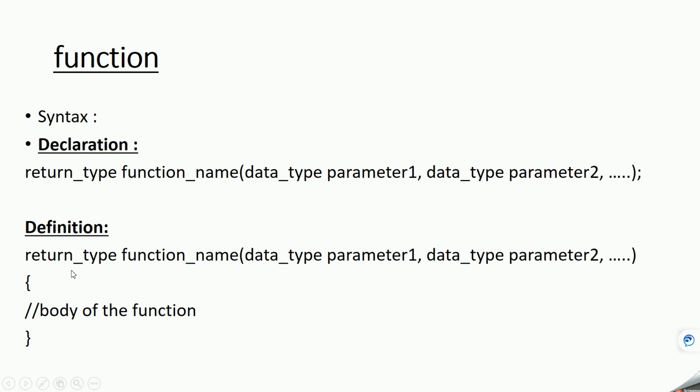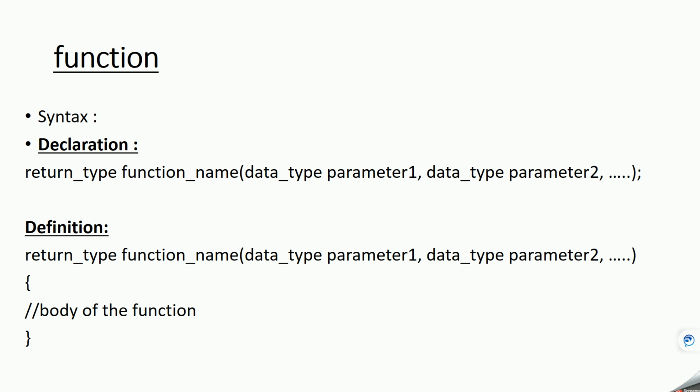The definition will tell how exactly I am going to do that operation. So in this case, we'll give the return type, then the function name, and the data type, parameter 1, parameter 2, basically the inputs that it is going to take. And then in the open and close braces, what we'll say is the body of the function. The body of the function is nothing but the operation, the set of statements that will perform that operation.